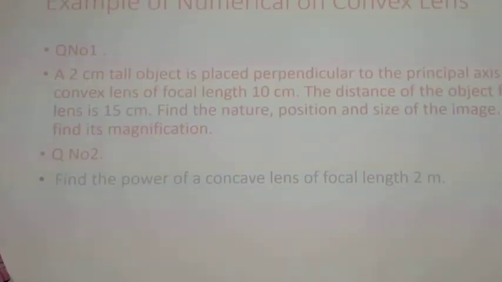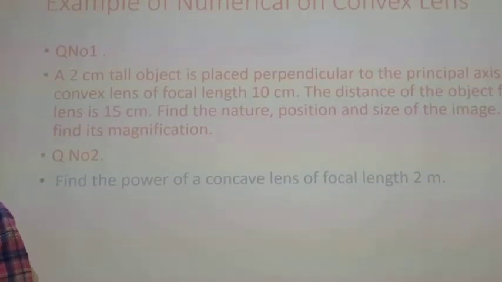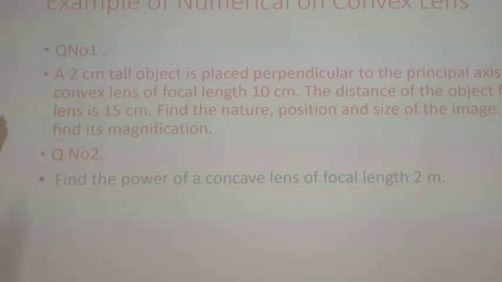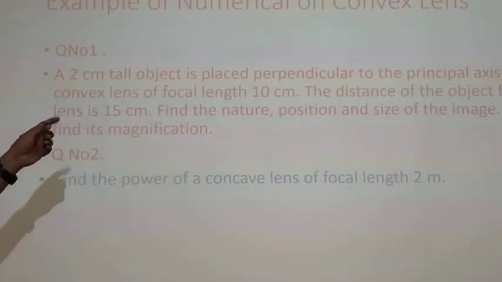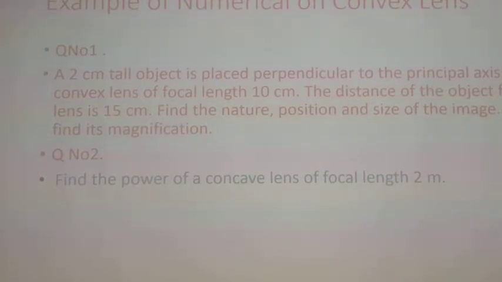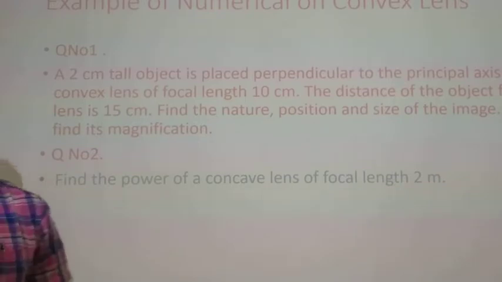Now I'll give you a few examples of how to apply the lens formula and find the object distance. The question is: a 2 centimeter tall object is placed perpendicular to the principal axis of a convex lens of focal length 10 centimeter. The distance of the object from the lens is 15 centimeter. You have to find the nature, position and size of the image, and the magnification. So how do you solve this problem? I will explain.